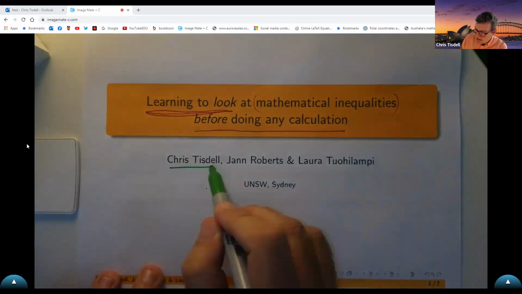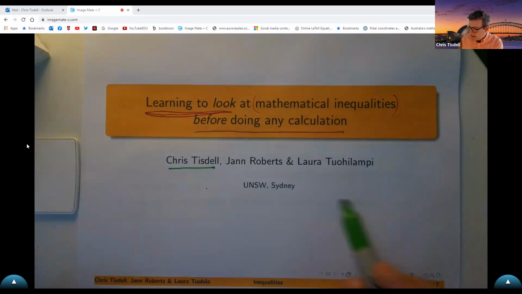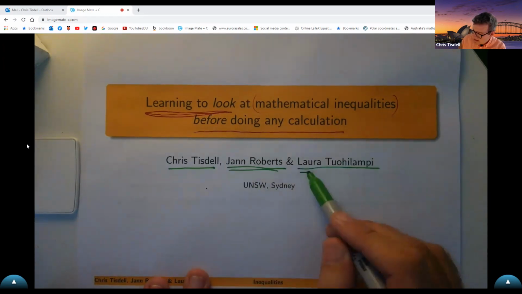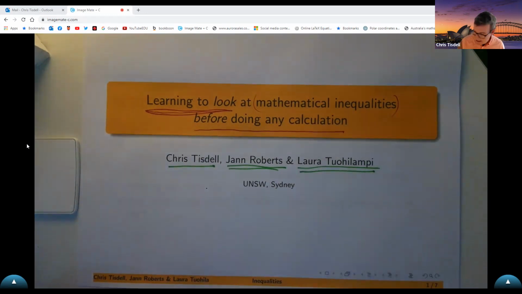So I'm Chris Tisdell, I'm a professor at UNSW. Jan Roberts is a new PhD student of ours, and Laura is a postdoc. She works in mathematics education.